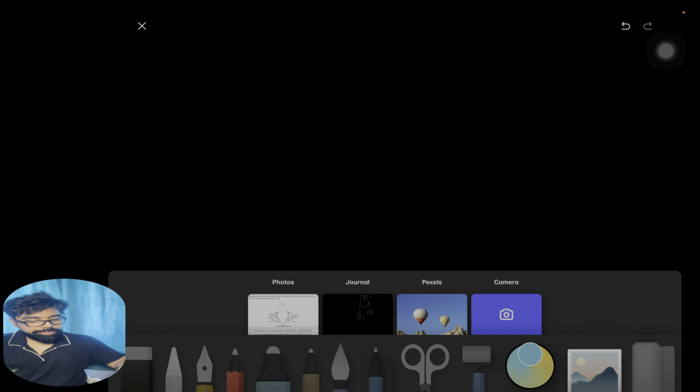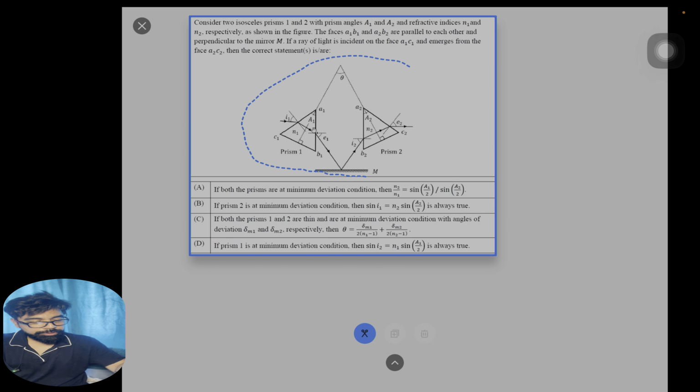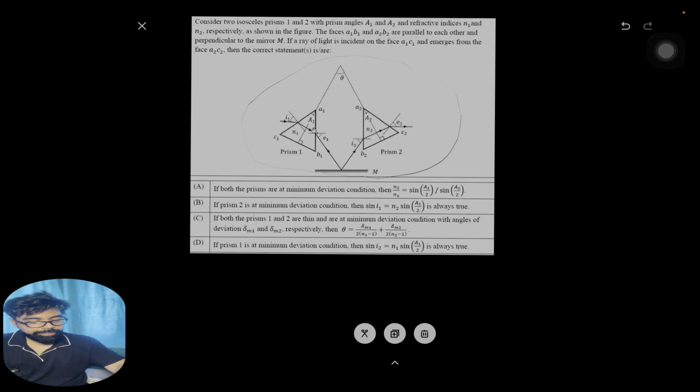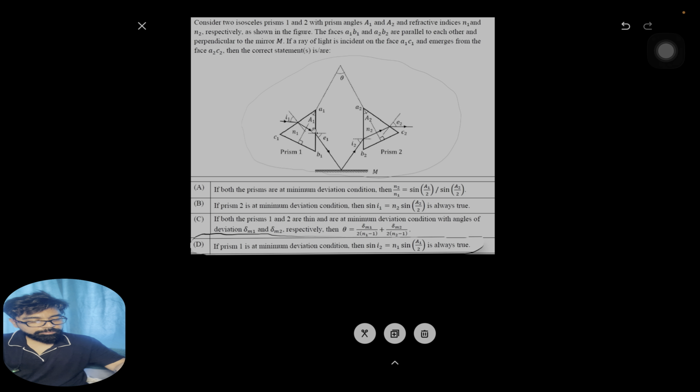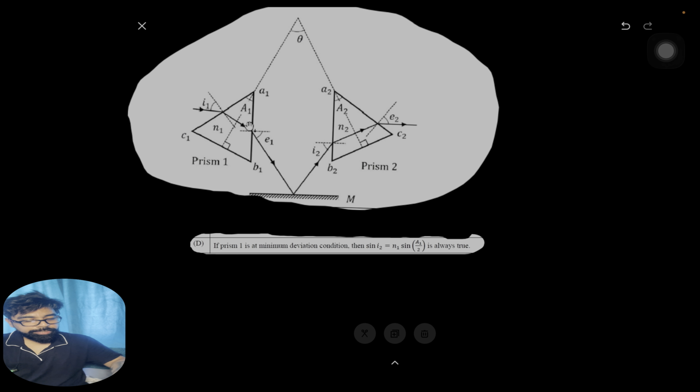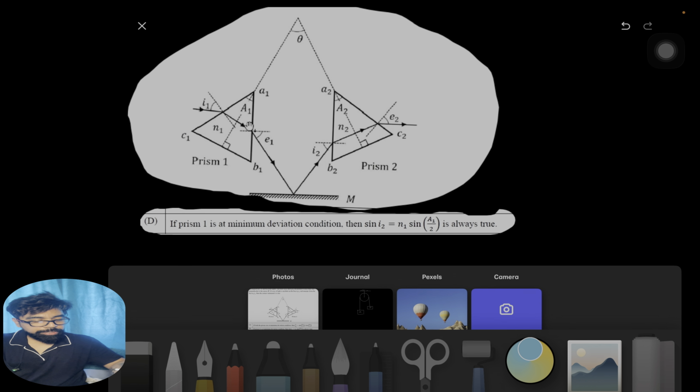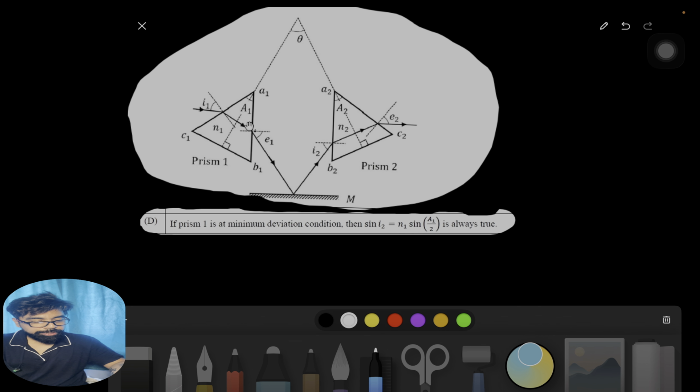Okay, now let's go for option D. Let's take the problem again, and let me crop out the question for us to understand, and then crop out option D. Here is the question and here is your option D. So option D is saying, if prism 1 is at minimum deviation condition. We know that if prism 1 is in minimum deviation condition, then R1 is equal to R2 is equal to A1 by 2.